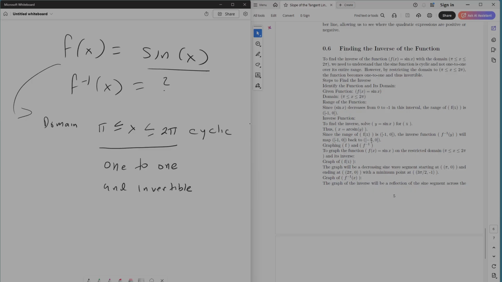So in this range, f of x decreases from 0 to -1. Thus the range is [-1, 0].